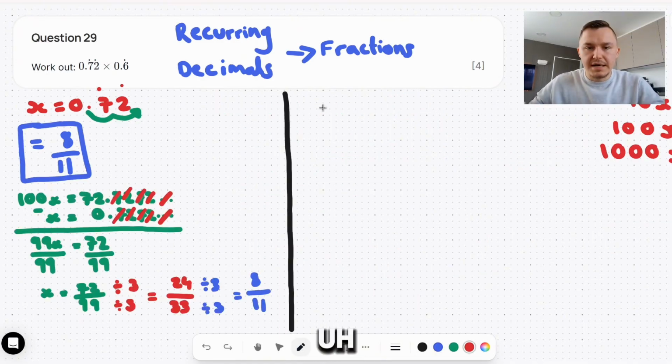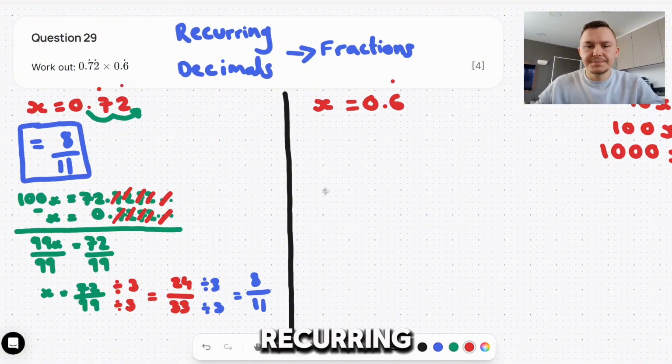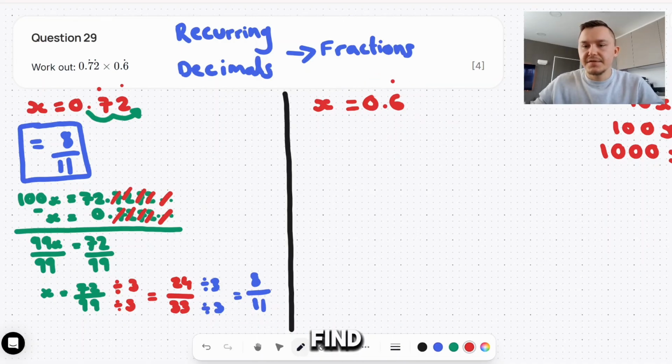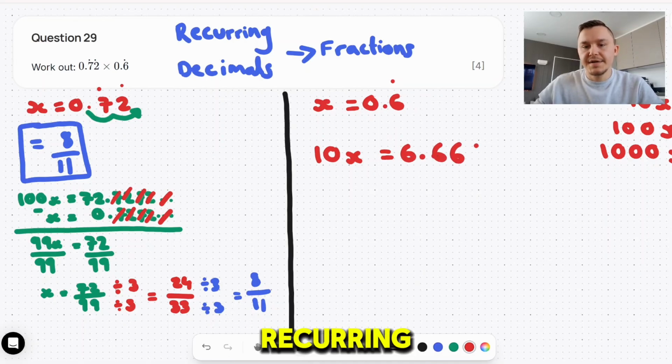So I can say x is equal to 0.6 recurring. You can use a different letter if you find that confusing, but I'm going to stick with x here. X is 0.6 recurring. I can see that there's one recurring decimal, this 6, so I need to find 10x as my next step. So I can say 10x is equal to, multiply this by 10, that gets me 6.6 recurring.